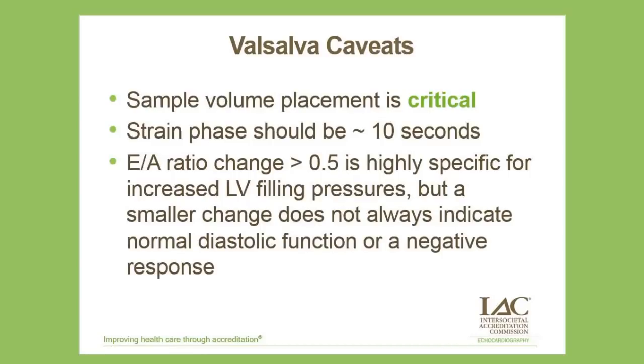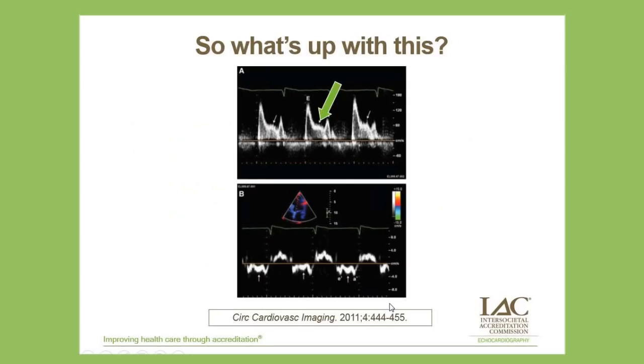Sample volume placement really is critical. The strain phase should be at about 10 seconds or so. And then the thing to remember is that if you see an E/A ratio change that's greater than 0.5, it is highly specific for increased LV filling pressures at rest. But if it's a smaller change, it doesn't mean that you have normal diastolic function or that it's a negative Valsalva. The patient may not have provided an adequate Valsalva. You may not have had the sample volume in the right place. So it's very helpful if it's positive, not so helpful if it's negative.